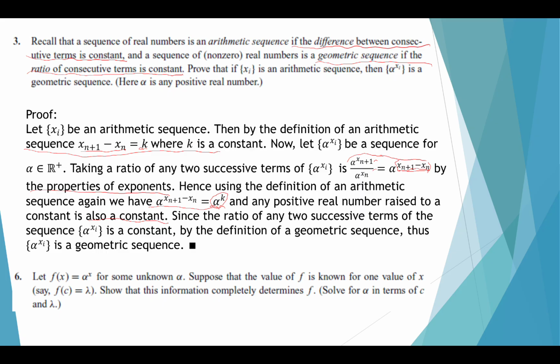I proved it. And then it says, what does part 6 say? Part 6 says f of x is alpha to the x for some unknown alpha. Suppose that the value of the function is known for one value of x. Okay, so we're going to say f of c is equal to lambda. So we want to show that this information completely defines our function, and we can solve for alpha in terms of c and lambda.